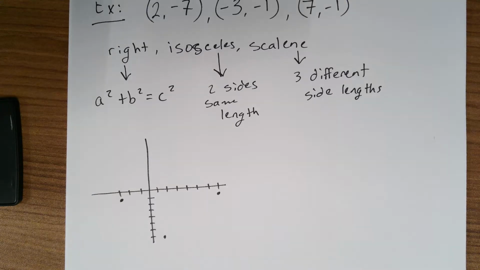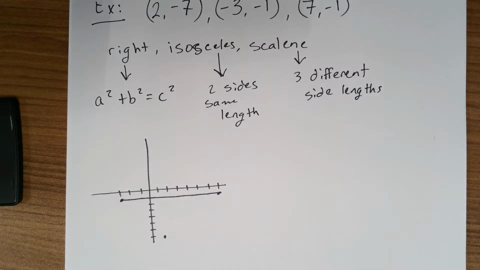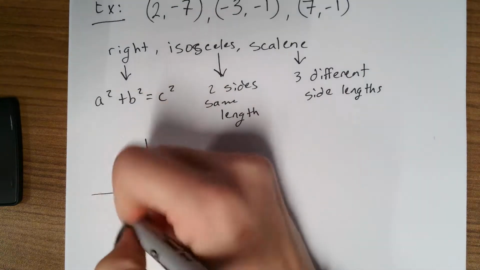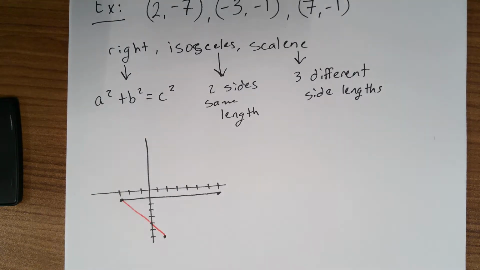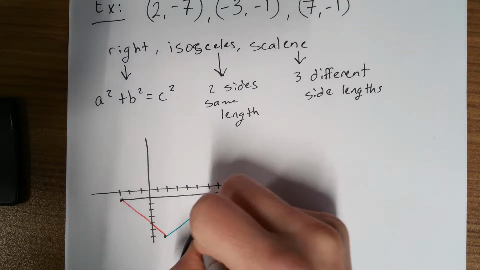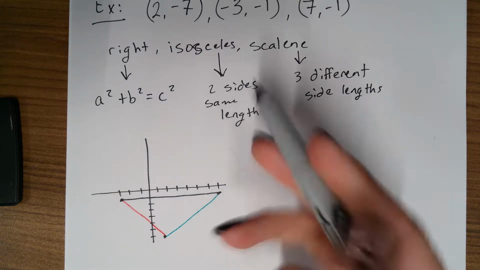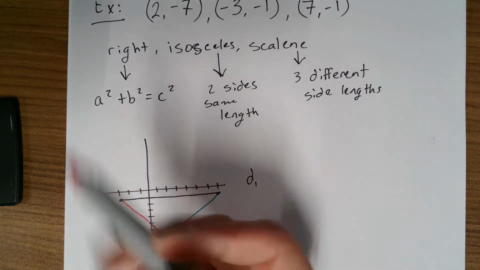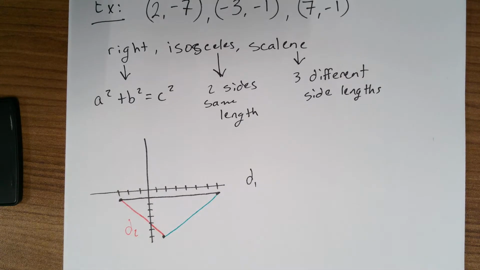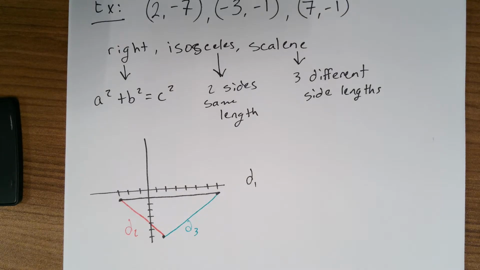So we have three different side lengths. I have that one right there. I have the red side right there, and a third side. So I'm going to start first by using our distance formula to figure out what each of these lengths are. So I'm going to call the black D1. The red, I'll call D2. And the blue-green color, we'll call D3. So we're going to find all of these.